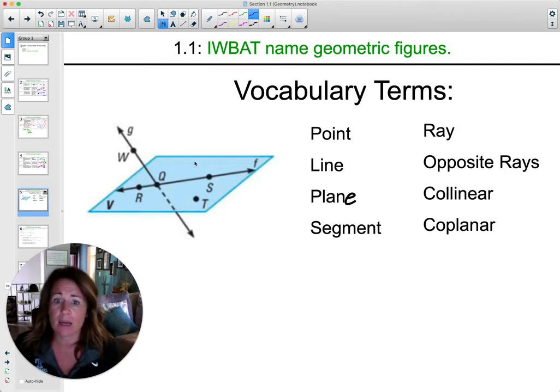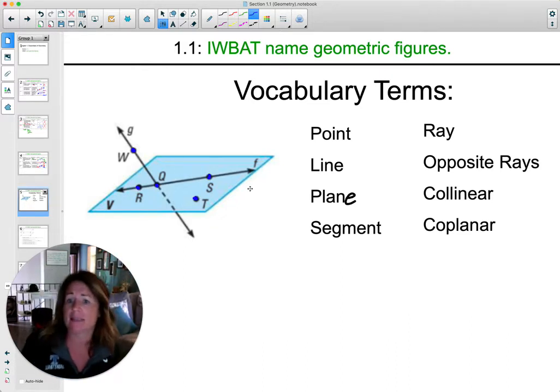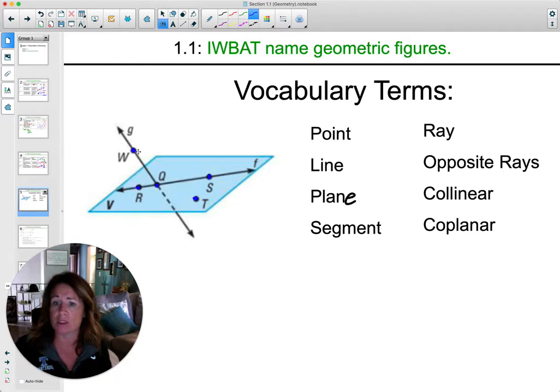So we're going to be talking about points. Remember, points are capital letters and their locations. So we see all sorts of points here. So all 5 of those blue dots that I just labeled, S, T, Q, R, and W, are points. Remember, G is not a point because G is not capitalized. Okay, so we know it's not a point. It has to have a capital letter.